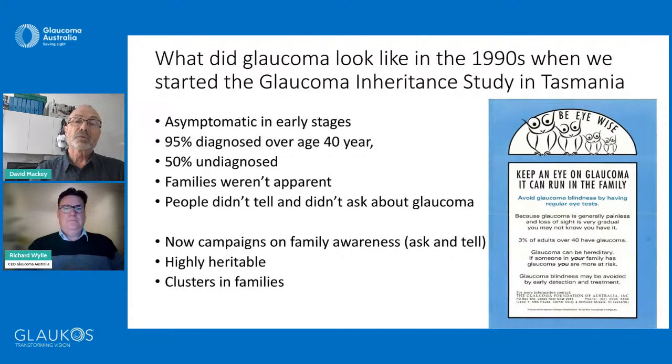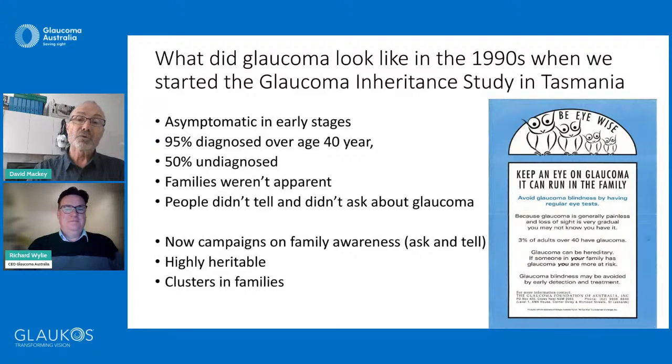When we started looking at glaucoma in the 1990s with the Glaucoma Inheritance Study in Tasmania, we found that a lot of people didn't know they had glaucoma because it was asymptomatic in the early stages. We noticed that half of people were actually undiagnosed. Families weren't apparent, and most of this was because people didn't tell and didn't ask about glaucoma. One of the earliest campaigns from Glaucoma Australia was on family awareness, and this is one of the posters that was used at the time, and some of you may remember this.